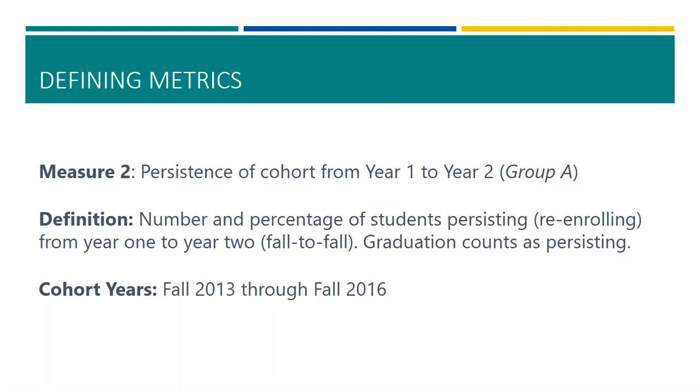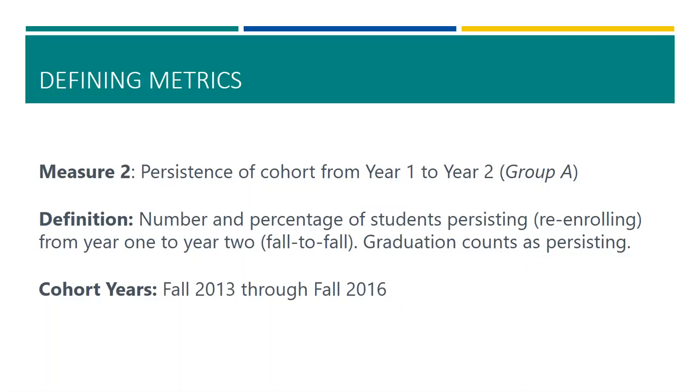This would be more applicable if your cohort was all students, not just first time ever in college, because you might have a student who came in with a bunch of credits and they finished out in a year. We don't want you to lose credit for that student for doing a great job and graduating. So that still counts as persisting.